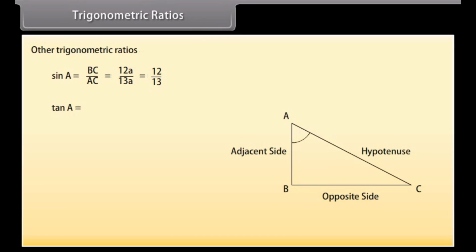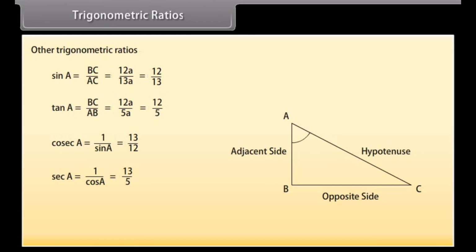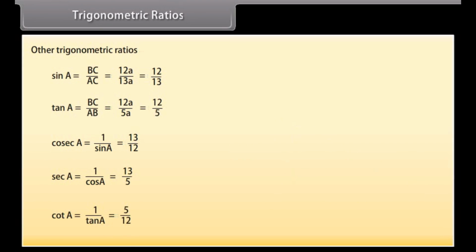Tan A is equal to BC upon AB equals 12a upon 5a, which is equal to 12 upon 5. Cosec A is equal to 1 upon sine A, which is equal to 13 upon 12. Sec A is equal to 1 upon cos A, which is equal to 13 upon 5. Cot A is equal to 1 upon tan A, which is equal to 5 upon 12.